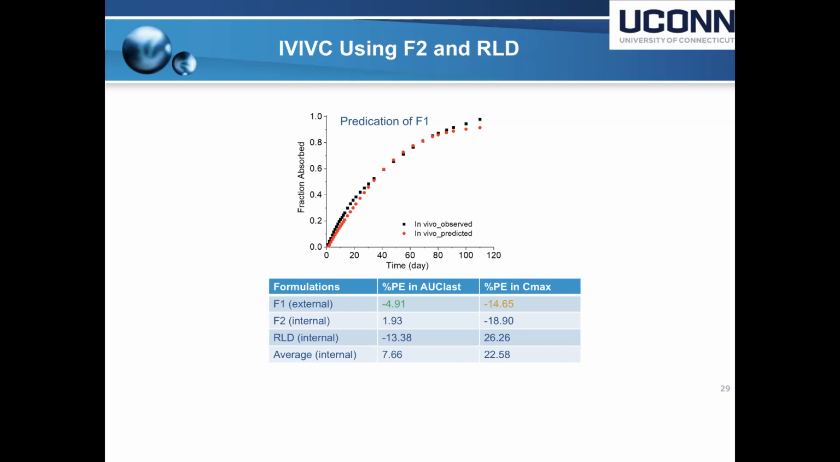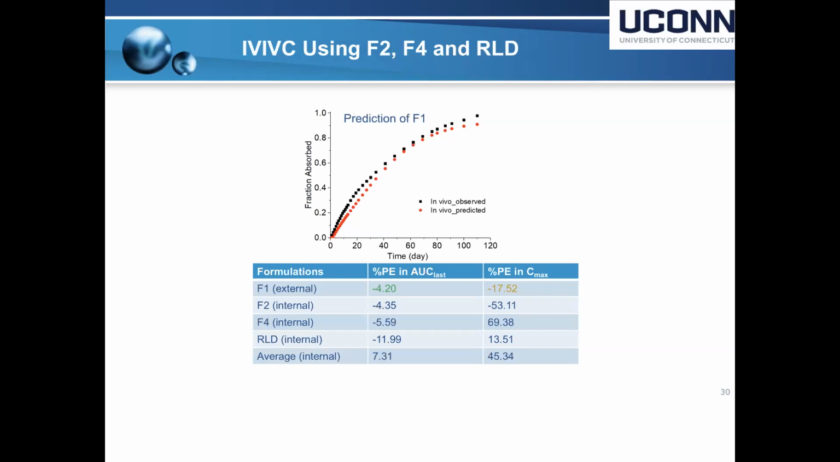And you can see that our prediction error for the AUC was really good. It was less than 10%, but for the Cmax, it wasn't. It was above that. So this was not a good IVIVC. And then again, we used F2, F4 and the RLD, and we tried to predict F1. And again, with the AUC, the prediction error was really strong, but with the Cmax, it wasn't. So again, this was not a good IVIVC.